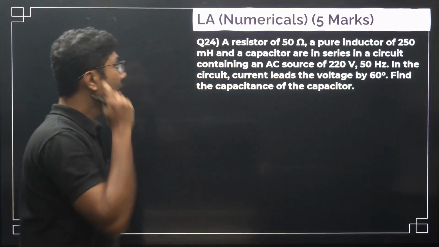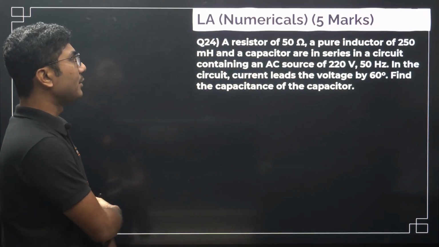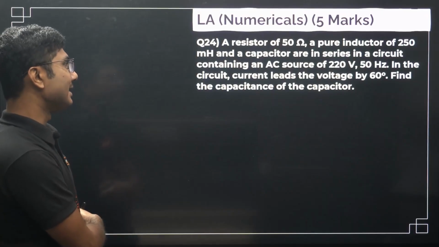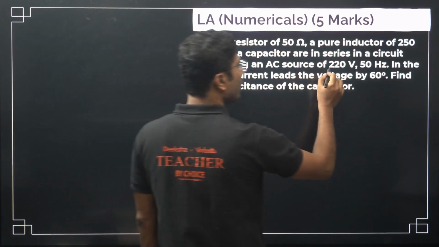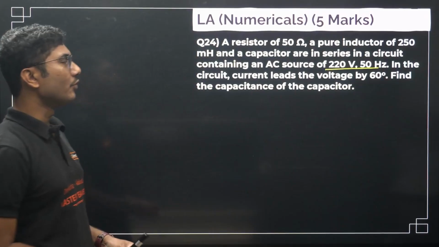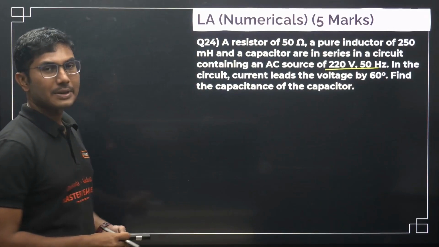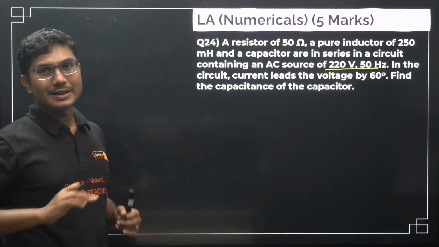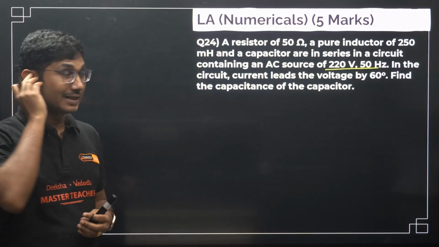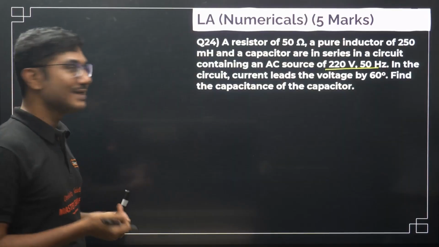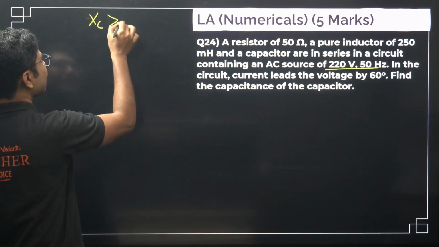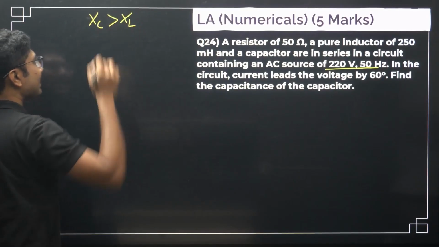Now next question. A resistor of 50 ohm and pure inductor of 250 millihenry and a capacitor are in series circuit containing an AC source of 220 volt 50 hertz. In the circuit, the current leads the voltage by 60 degrees. Find the capacitance of the capacitor. So here nothing else is given, only that the current leads the voltage by 60 degree. Current leads, that means XC must be greater than XL.